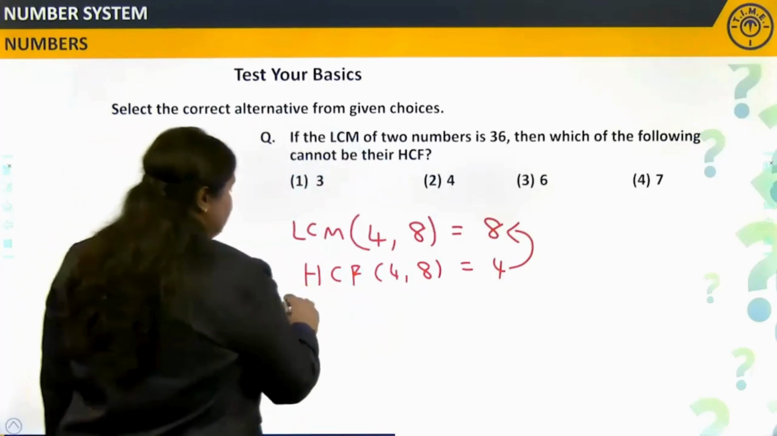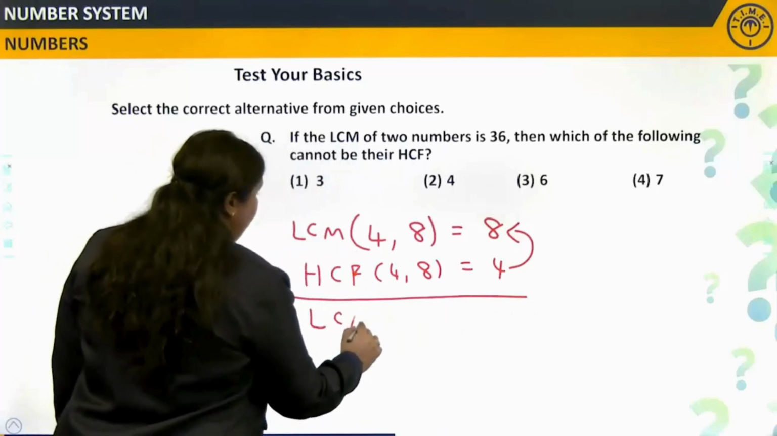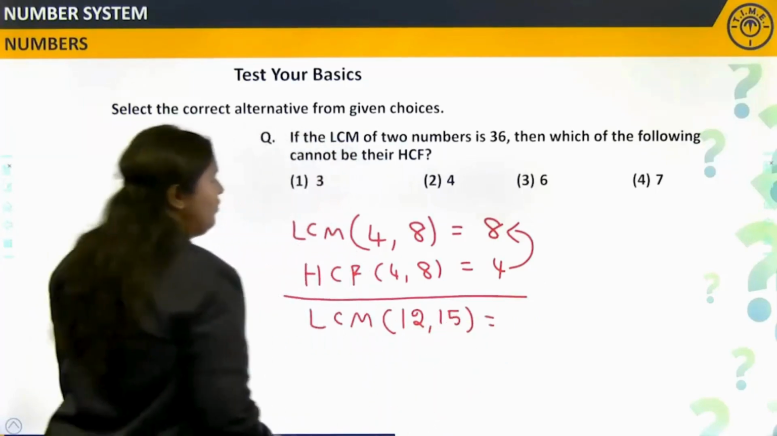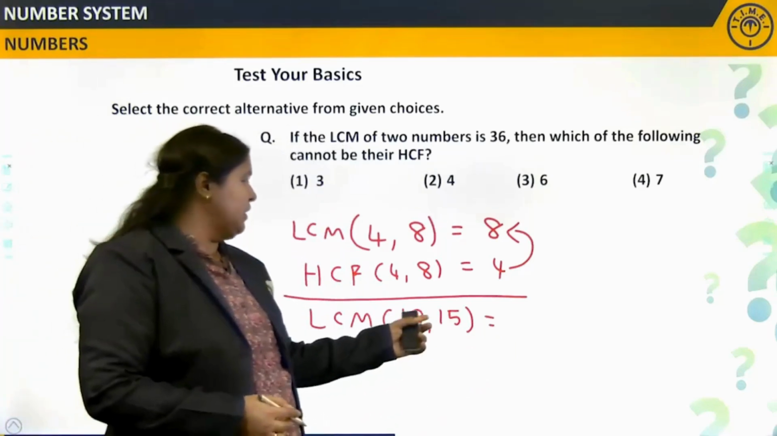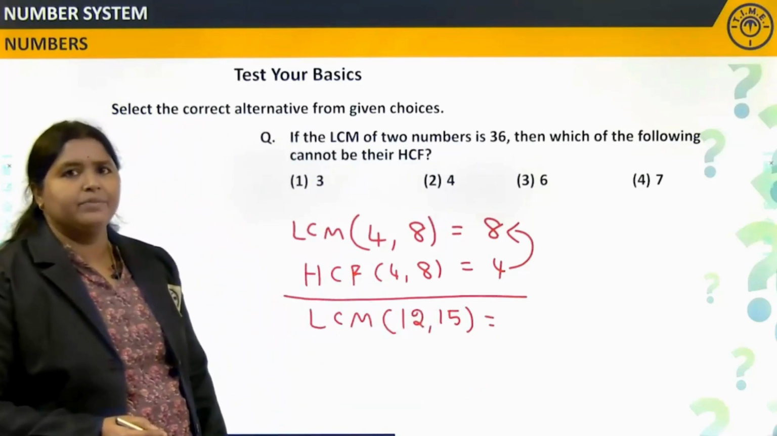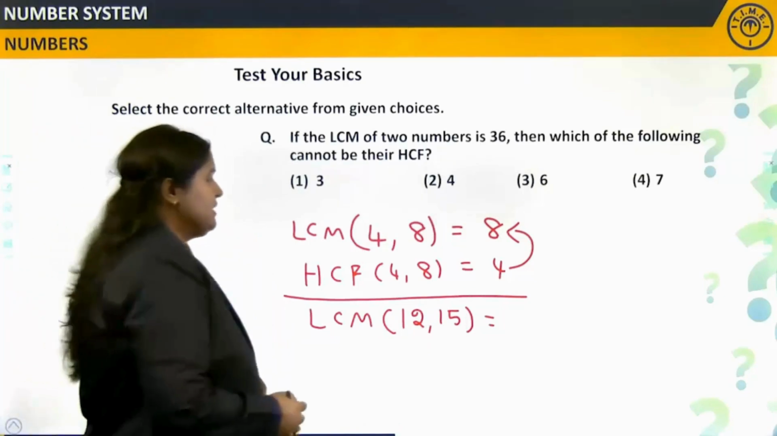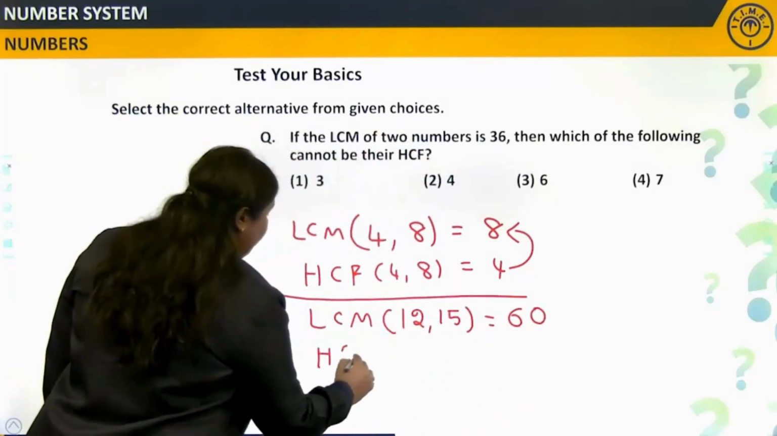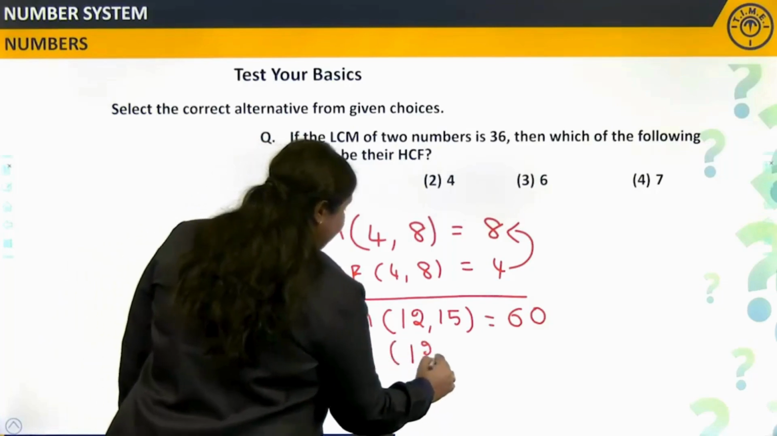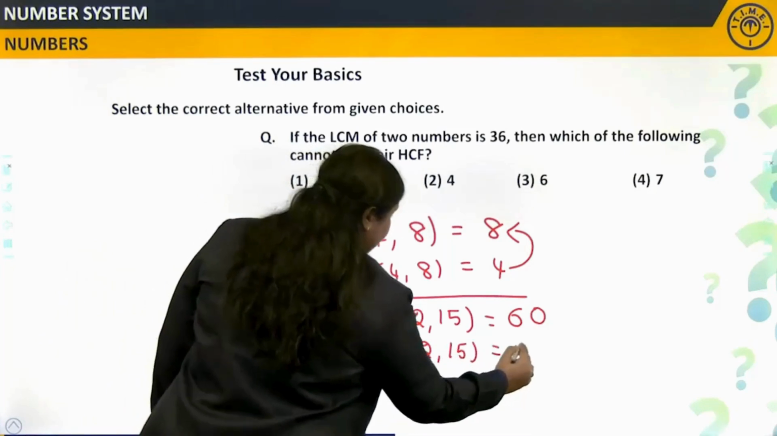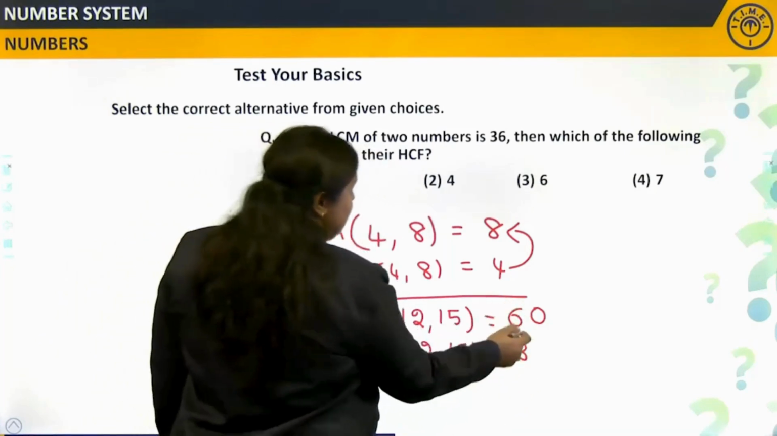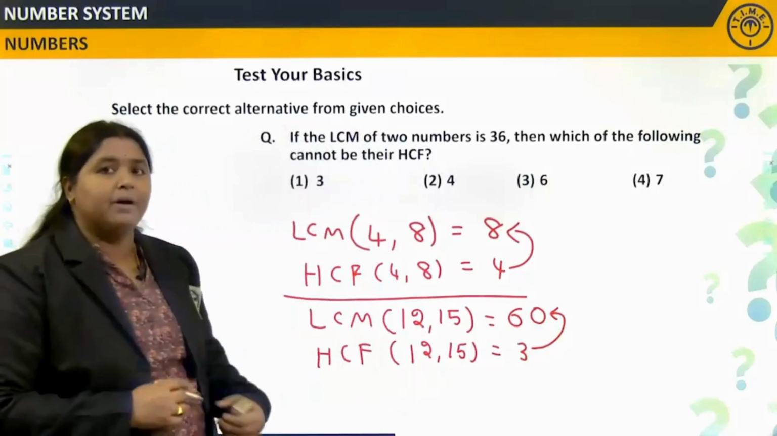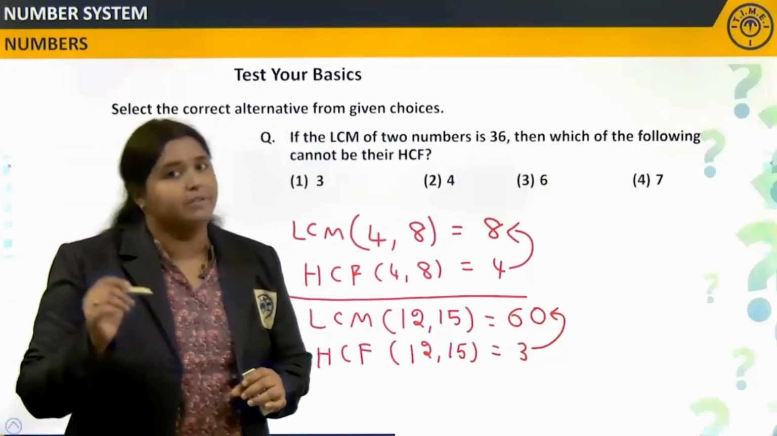Let us take one more example. LCM of 12 and 15. What is the LCM of 12 and 15? 4 3s are 12, 5 3s are 15. 3 is common, right? So, 60 is the LCM. What is the HCF of the same two numbers 12 and 15? 3. Now, again 60 is divisible by 3, or 3 is a factor of 60. So, remember HCF is a factor of LCM.